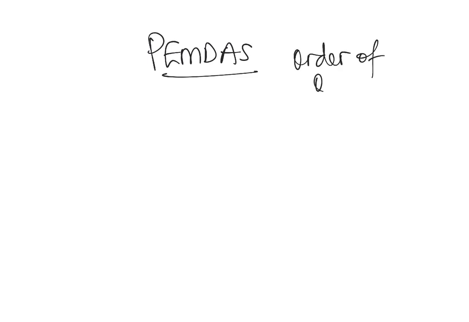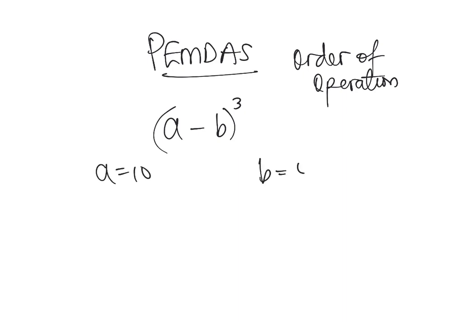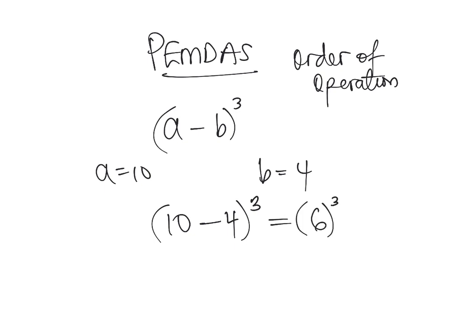We need to understand the role that PEMDAS plays, knowing the order of operation, the importance of, again, order of operation. So if you have a parenthesis, so let's say we have a minus b cubed. If we have a situation like this and you have a is equal to 10 and b is equal to 4, you could substitute that 10 and that 4 in. So 10 minus 4 cubed. What is 10 minus 4? We have 6, and then it's raised to the third power, right?